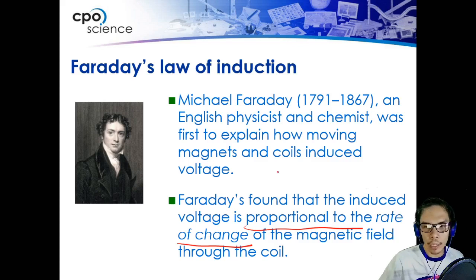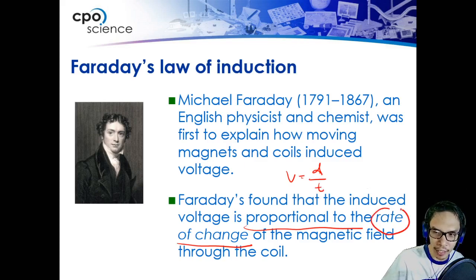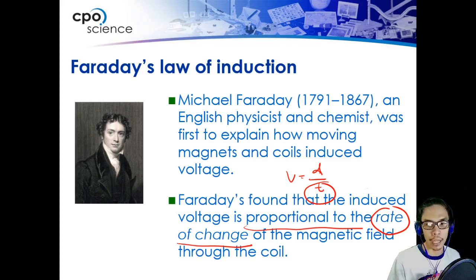If you look at the velocity formula, velocity is equal to distance over time. So whenever you hear the word rate, there is always time in it. Meaning to say that the velocity of the magnet is directly proportional to the induced voltage that is produced on the current carrying wire. This is the heart and soul of electromagnetic induction.